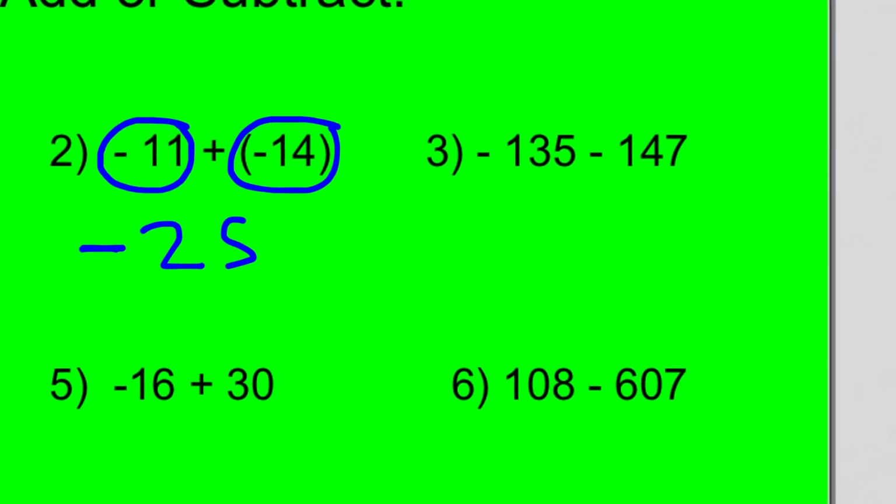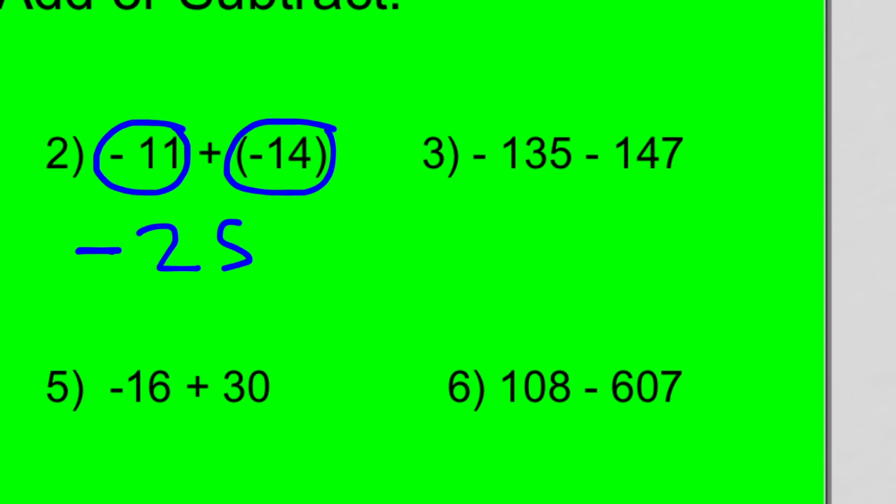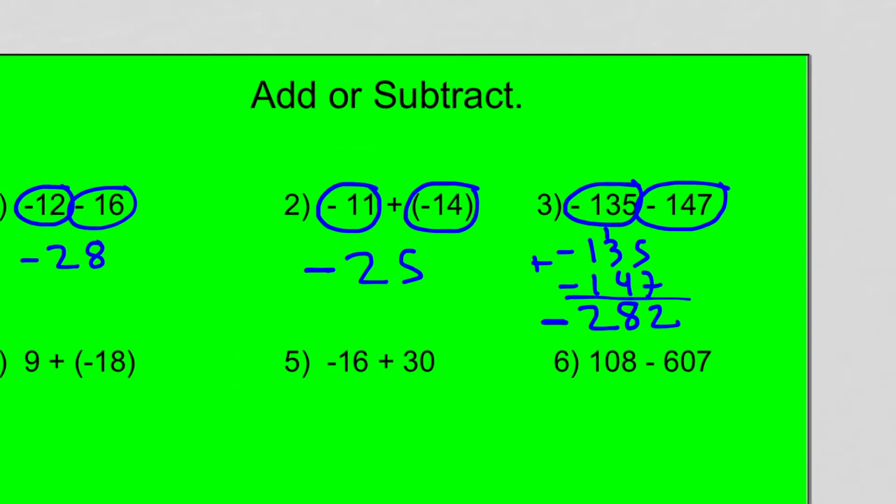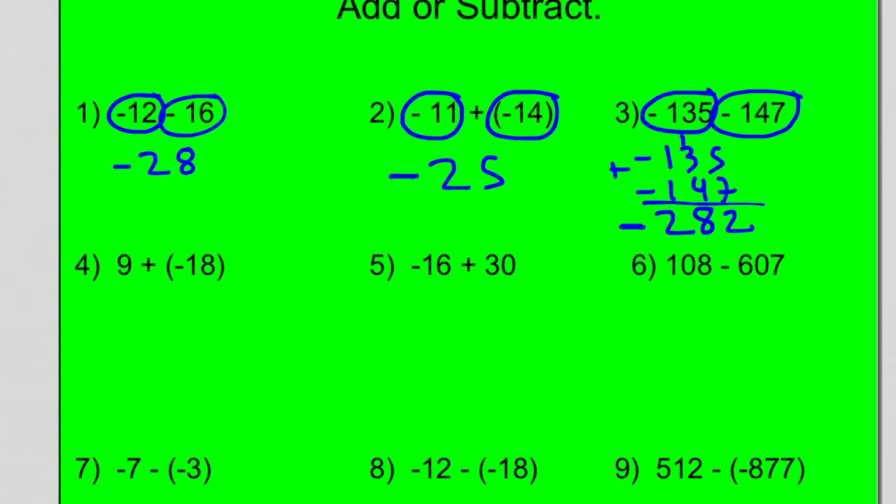And then same thing with larger numbers. The sign in front of the integer goes with the integer. So this is negative 135. This is negative 147. The signs are the same, so I add up those two negatives. 5 and 7 is 12. Carry the 1. That's 8. And that's 2. 282, and since both numbers are negative, the answer is negative. So that's one set of similar questions where the signs are the same, you add them.